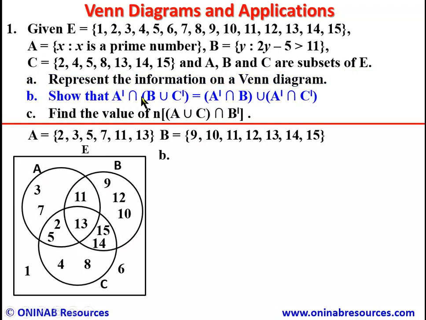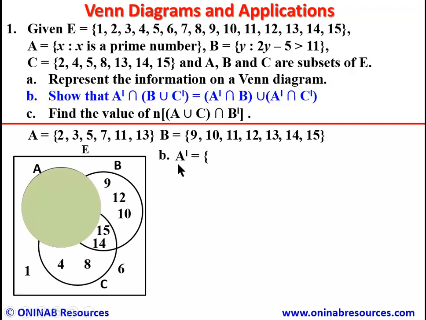We have to show that A prime intersection open bracket B union C prime. So in this case, we need to get A prime and C prime. So to get A prime, it means everything outside the circle of A constitutes A prime. So we now cover set A. Whatever we see outside the circle of A constitutes A prime. So we have 1, 4, 6, 8, 9, 10, 12, 14, and 15.